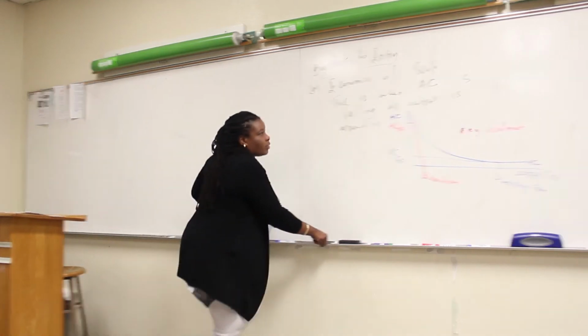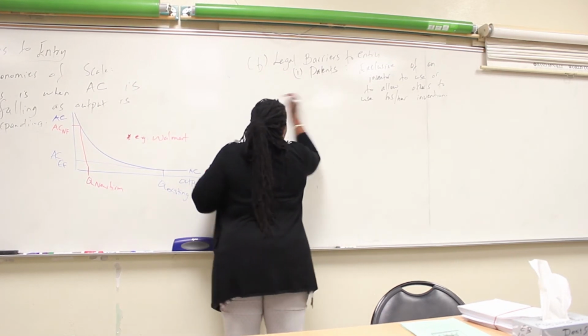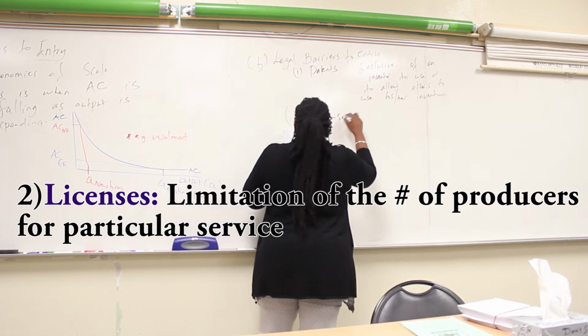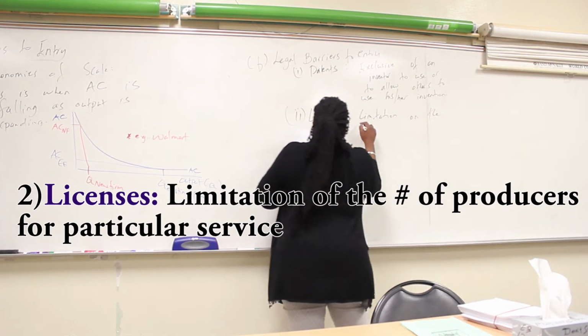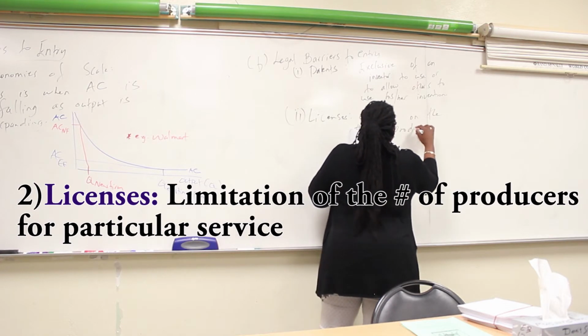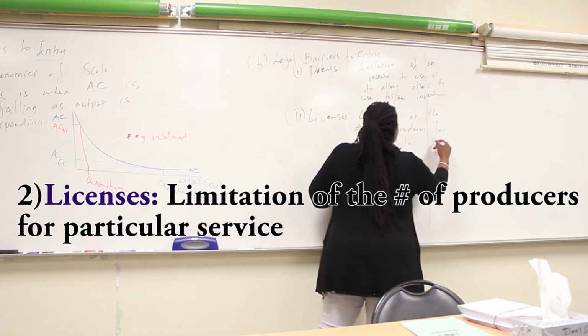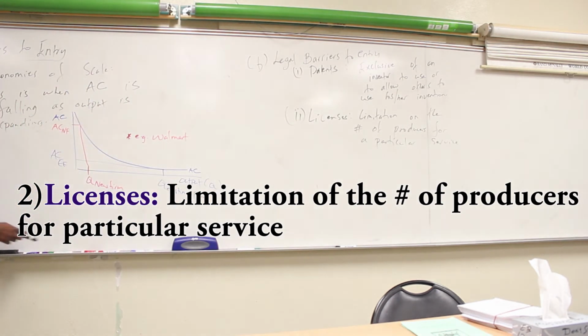Another legal way to create a monopoly is licenses. So you have patents and you have licenses. This is just a limitation on the number of producers for a particular service, usually in a particular geographical space. So the radio example and the cable example that you gave me earlier, licenses can create monopolies, and those are some of the examples that exist.